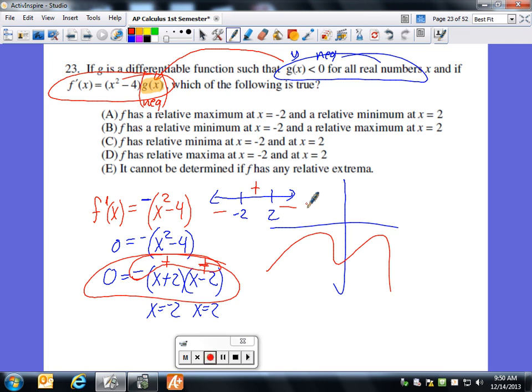So the answer for 23 is going to be B, because f has a relative minimum at x equal to negative 2. And you see that from the first derivative test, you see the sign changes. Negative means f of x is decreasing. Positive means f of x is increasing. So it has a relative minimum at negative 2. And then it has a relative maximum because I go from positive to negative, increasing to decreasing on the original f graph. So B is the answer.